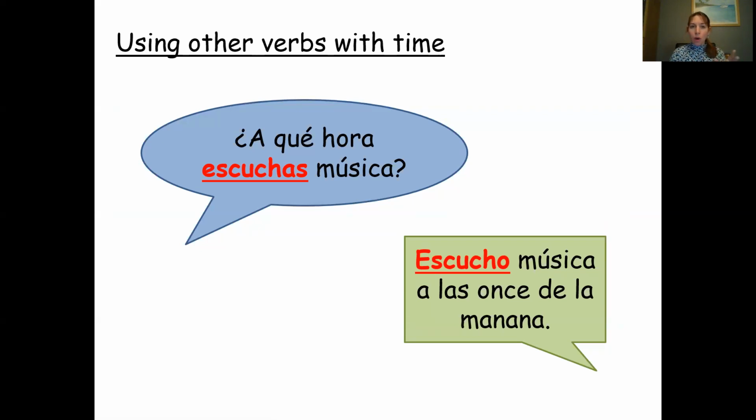Again, I'm not too worried at this point in time if you can't conjugate in the second person. As long as you can recognize it, that's good. So we'll answer this question with escucho música a las 11 de la mañana. So for example, I listen to music at 11 o'clock in the morning. Okay, so that's an example of how we can use this.